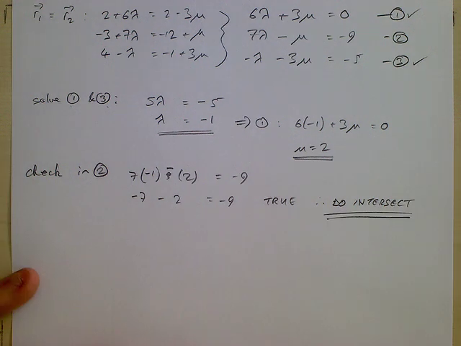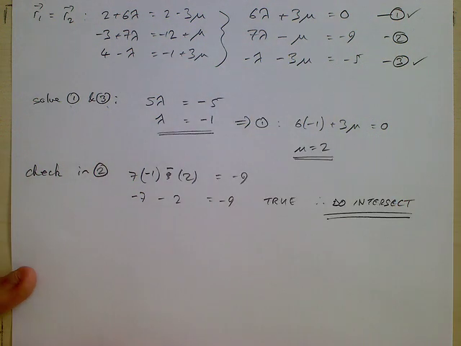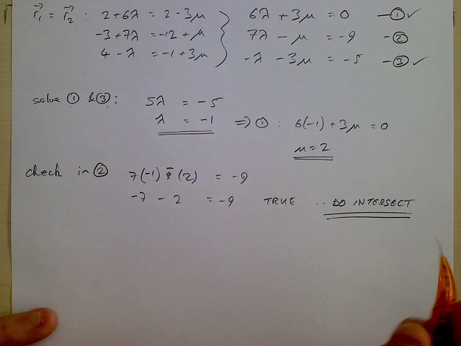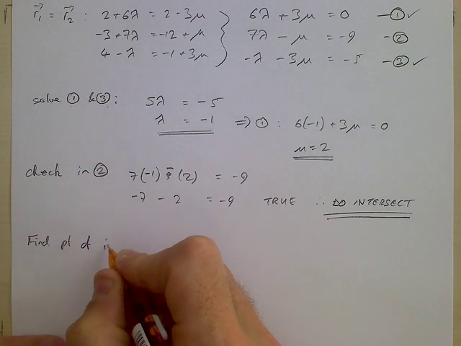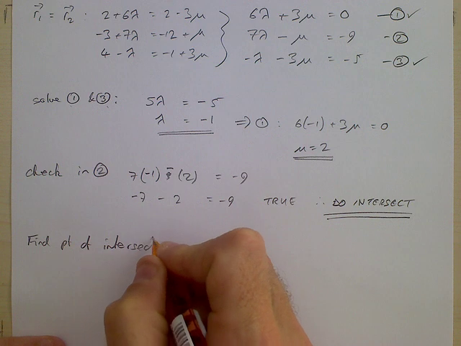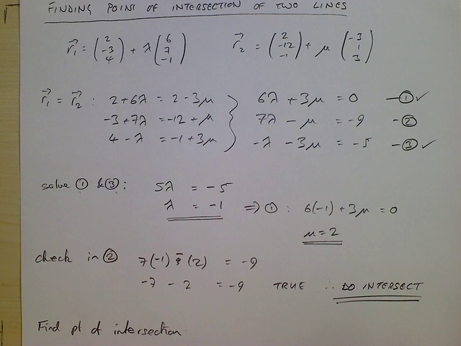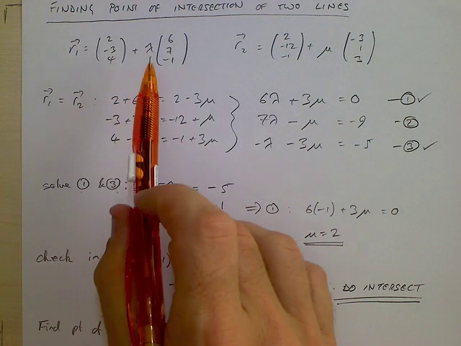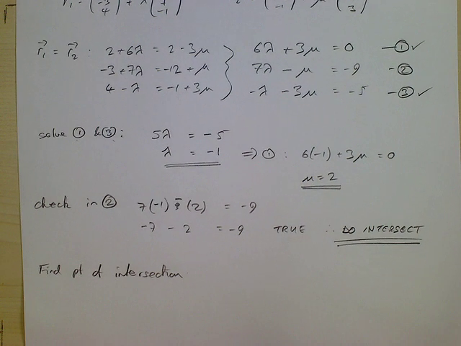So I know that they intersect. These values make all of these equations work. So now I can go on and find this point of intersection. To find the point of intersection, I need to go back to one of the two original equations. I either use the lambda value in here or the mu value in here, and it wouldn't matter which.